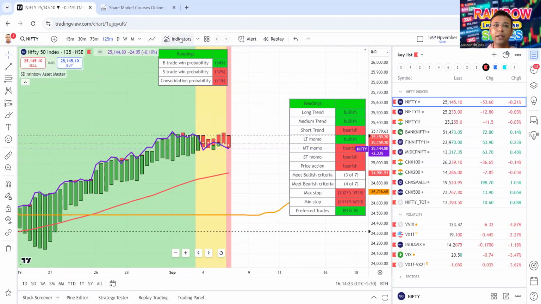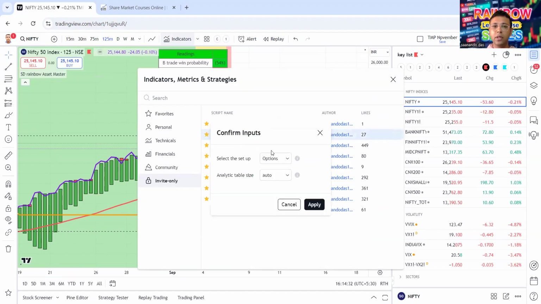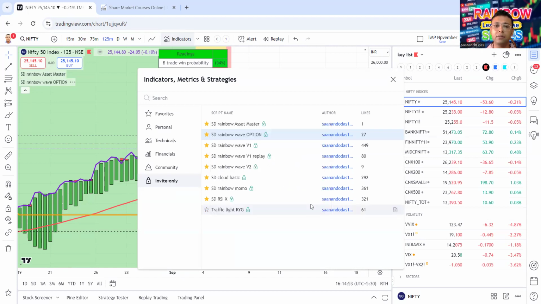So once V1 is applied, we'll go to indicators, invite only, and we'll apply SD Rainbow Wave Option as well. In the option, we will first select credit spread. If you do a credit spread, we can also select debit spread, but buying is a bit different. It's not just that you take a signal in the debit spread and you are done. So unless you are sure, you can click the options and apply.